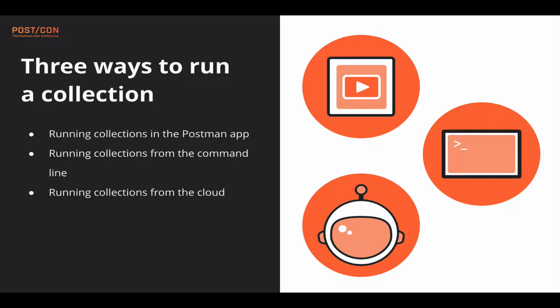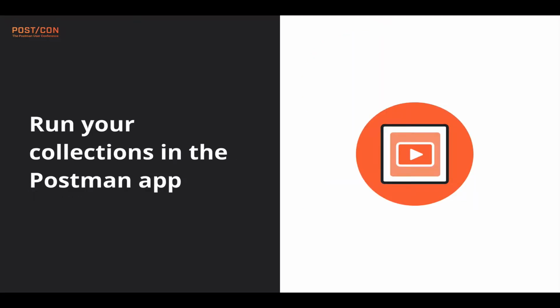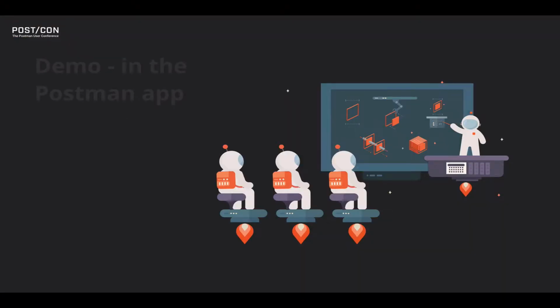So there's three ways to run a collection. You can run a collection in the Postman app, you can run a collection from the command line, and you can run collections from the cloud. Let's take a look at how to run your collections in the Postman app using the collection runner. Let's go ahead and switch over to the Postman app.